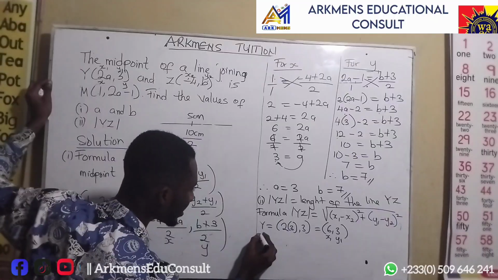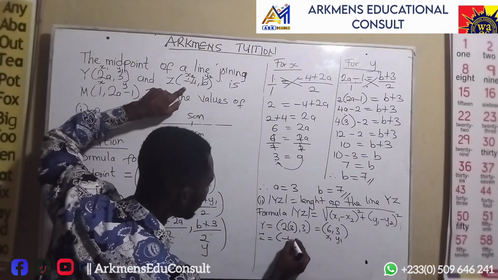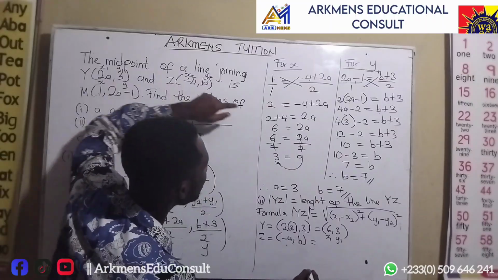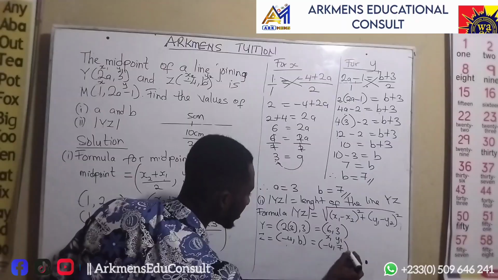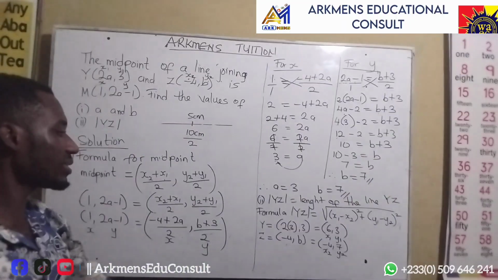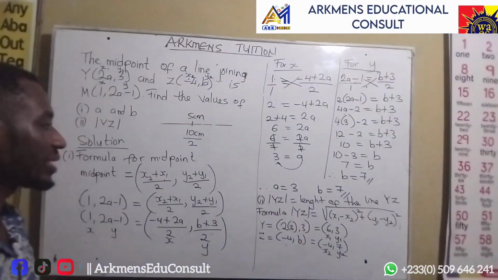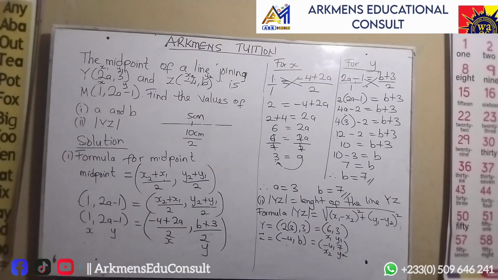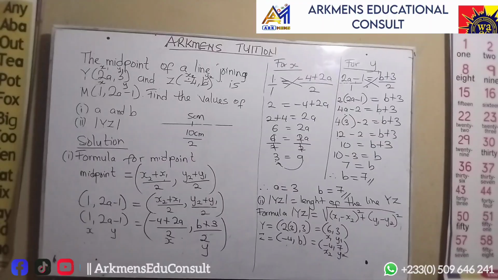Then let's look for our Z. Z was negative 4, b. And what was our B? Our B was 7. So I'm going to get here negative 4, 7. And this is going to be our x2 and y2. So these values are what we are going to substitute into this formula to get our answer. Right, good. So now let's go on and substitute to see our answer for the length of the line.